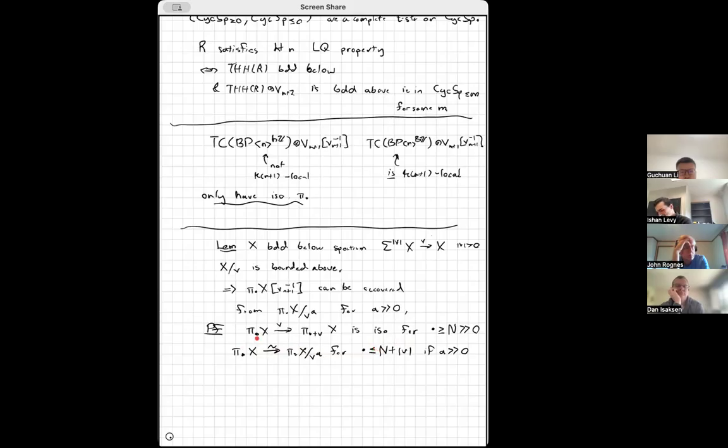And then the point is that using this, you can see that you have enough information about the homotopy groups of X such that this periodicity, the fact that the multiplication by v map is an isomorphism in large degrees, tells you that you can recover the homotopy groups after inverting v_{n+1} just by looking at the homotopy groups of this thing in a certain range and then periodizing it with respect to v_{n+1}. Okay.